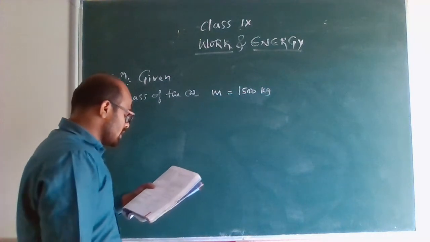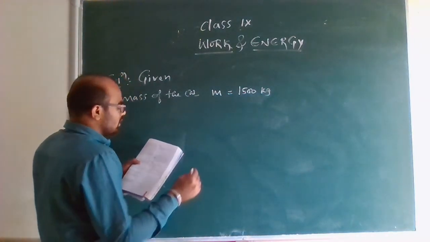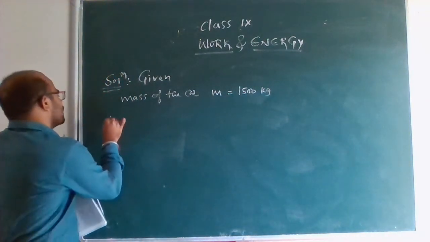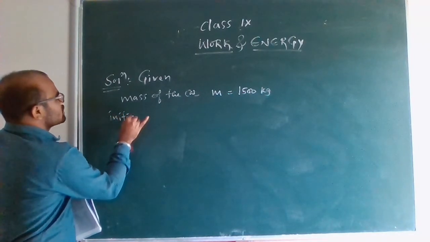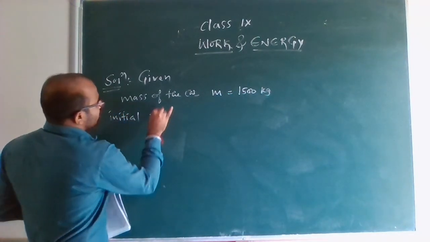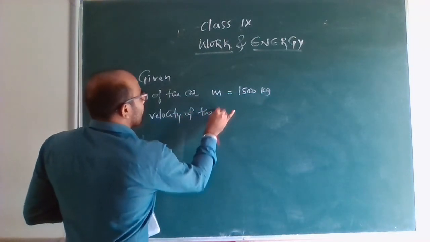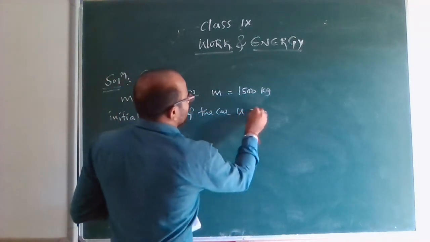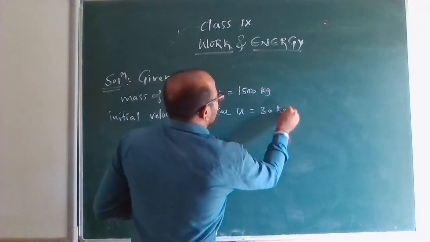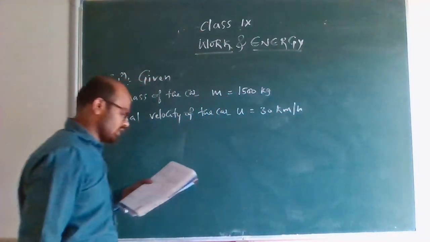Next, initial velocity of the car, u, is 30 km per hour.